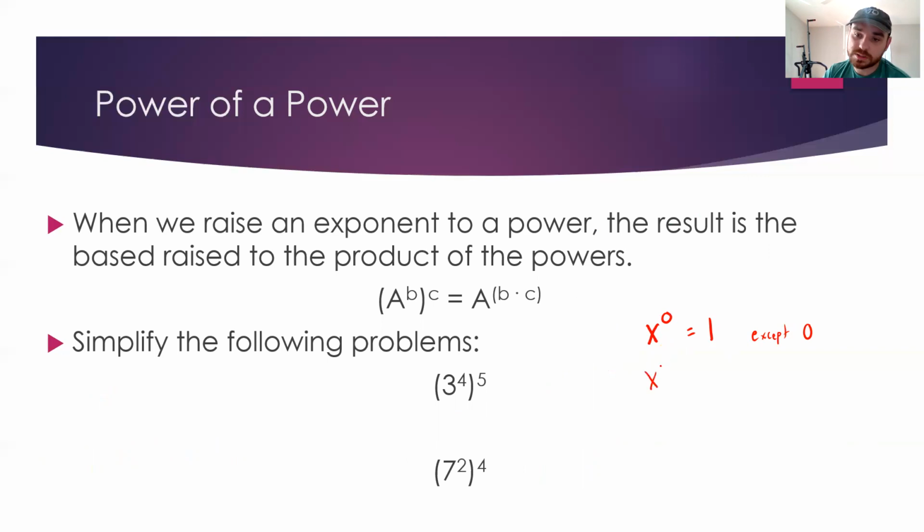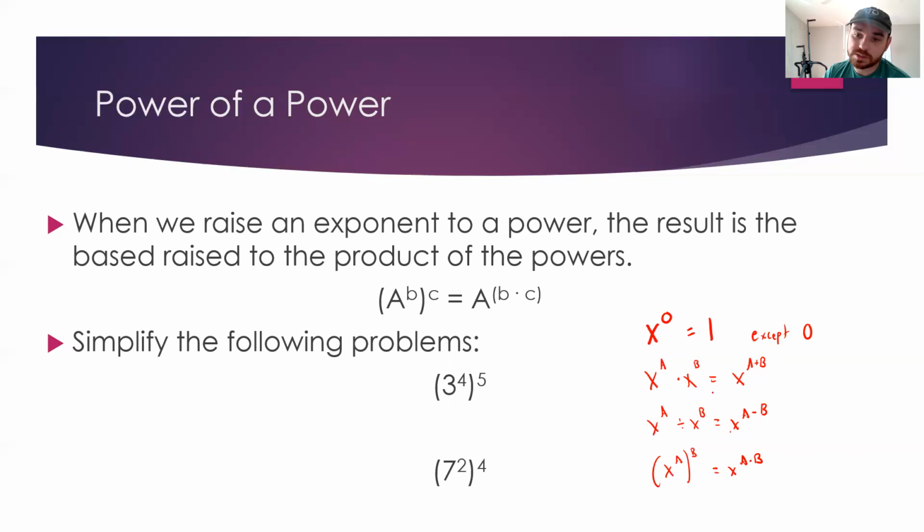Then we have x to the a times x to the b. This is a multiplication rule. This is equal to x to the a plus b. So if you're multiplying two exponents with the same base, you add the powers together. For the division rule, if we have x to the a divided by x to the b, that's equal to x to the a minus b. And then if we have x to the a all raised to the power of b, you get x to the a times b. Easy peasy.